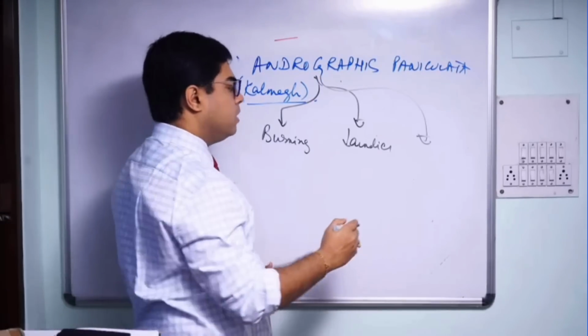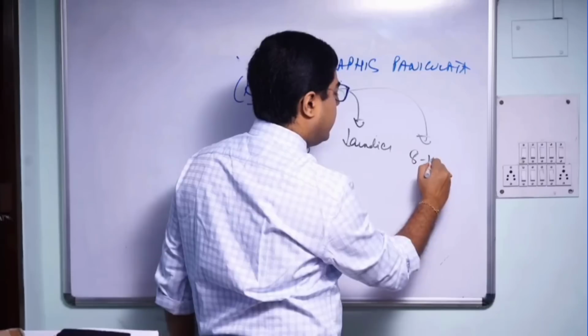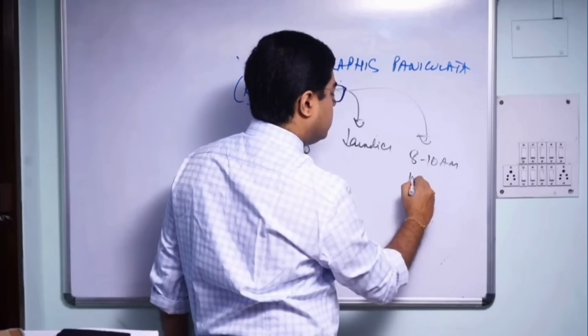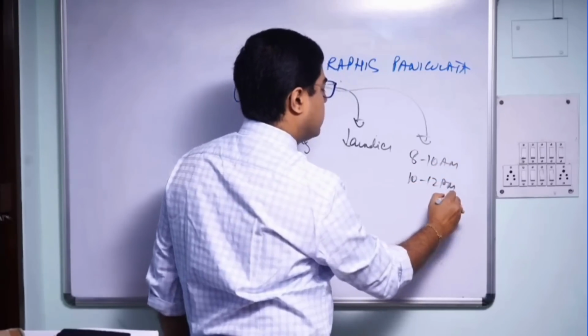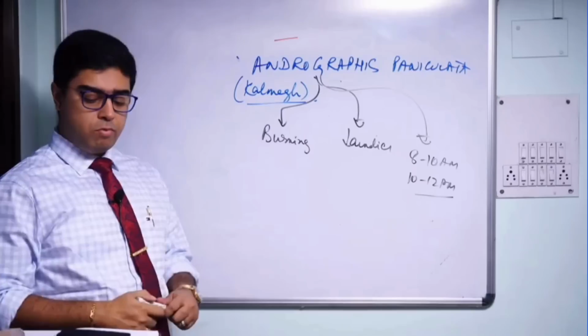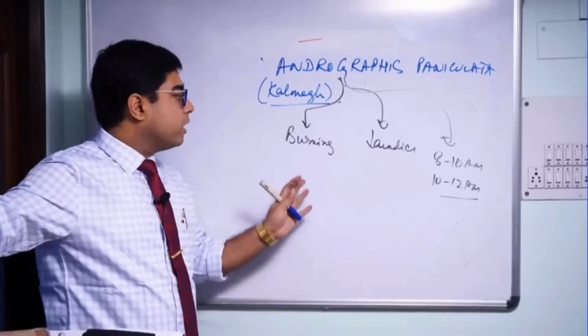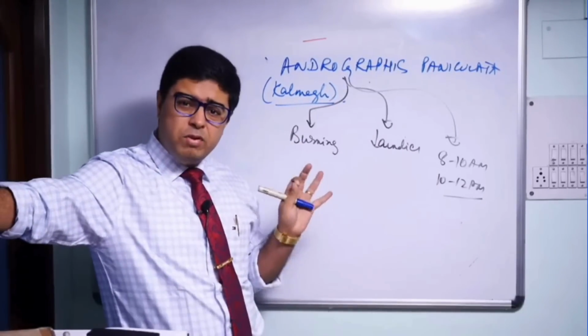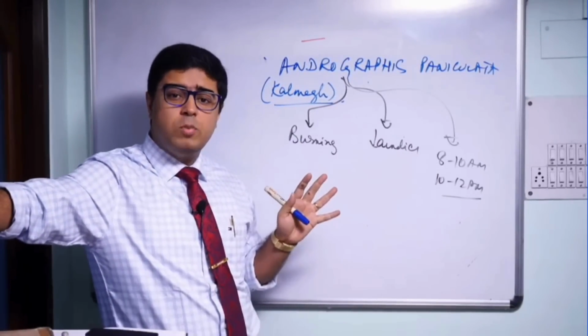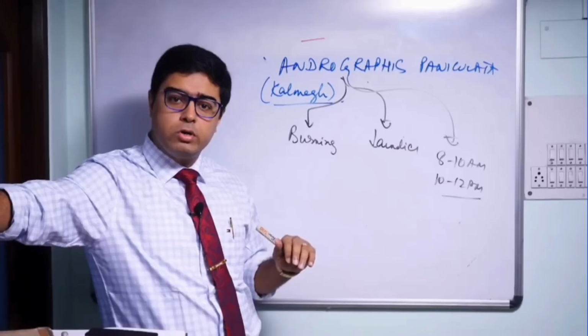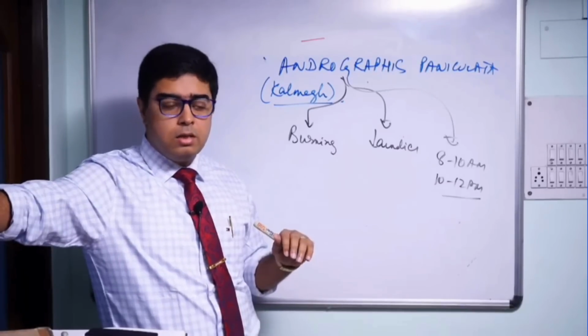The fever time is generally 8 to 10 a.m. or 10 to 12 p.m. So that's generally the time of aggravation for Andrographis. So the keynote of Andrographis or Kalmegh is burning. So fever is so high that the patient will tell you, my hands and feet burn, put some cold water on it, I'll feel better.